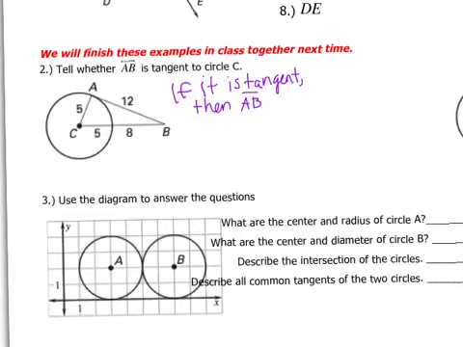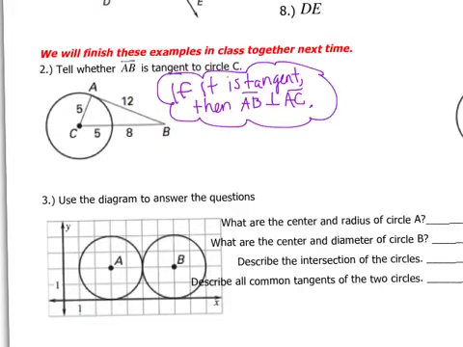So if it is tangent, then AB is going to be perpendicular to AC. So the question is, how can we figure out whether AB is perpendicular to AC? Well, let me ask you this first. Perpendicular lines form what, ladies and gentlemen? 90-degree right angles. How can we figure out whether this angle is a right angle or not?